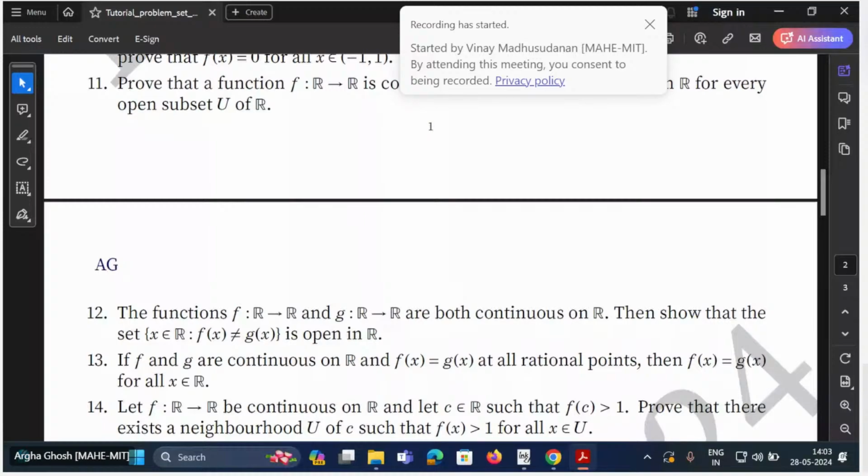In the last class, we solved till question number 11, correct? So we proved that a function is continuous on R if and only if, for an open set in the codomain, the pre-image of that open set is also open in R. Okay. So let's start solving from question number 12.